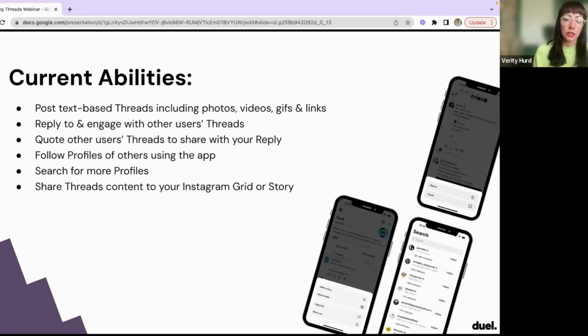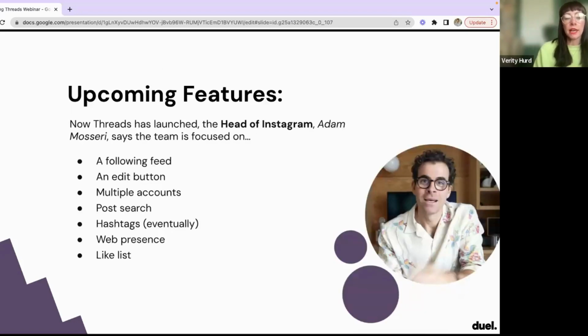And then a really good thing right now is you can share Threads content to your Instagram grid or your story, which is a great way to cross promote your content across the two platforms. And then, as they've launched, Adam Mosseri, head of Instagram, has said that the team is really focused on building a following feed, an edit button, multiple accounts, which is great for social media managers, post search, hashtags, a web presence, and a like list.